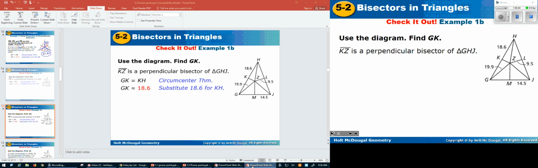So on this one, they tell us KZ is a perpendicular bisector. Did I give you guys that information? No, write this sentence down. You could not do this problem without it. So KZ is a perpendicular bisector of triangle GHJ. You have to have that information before you can answer the question.